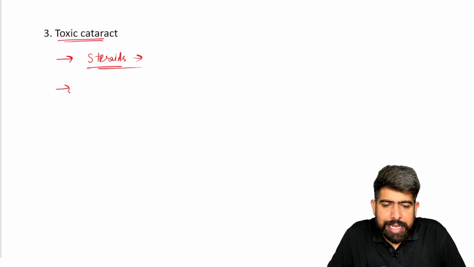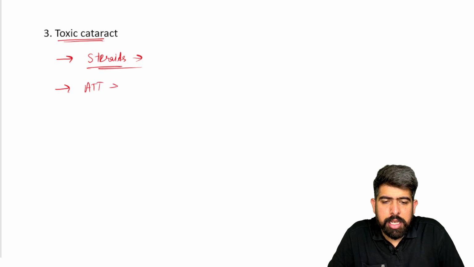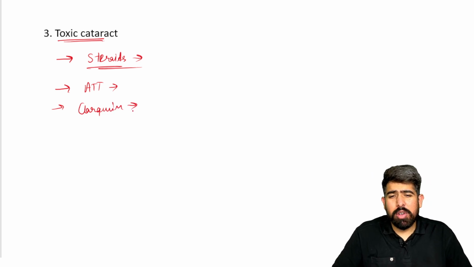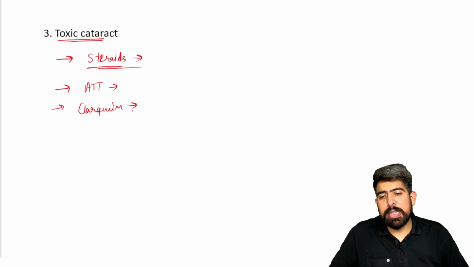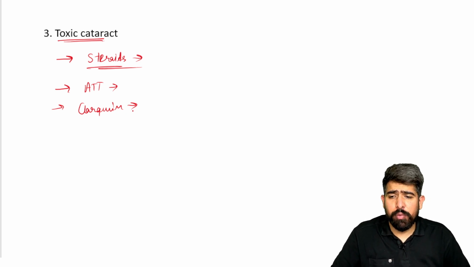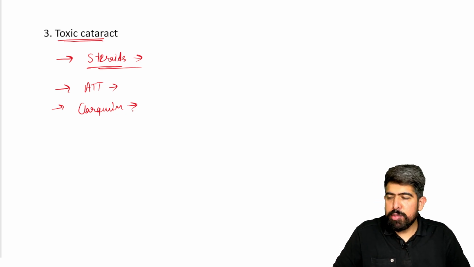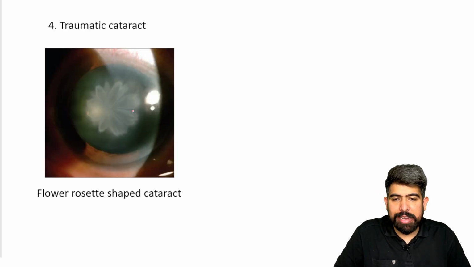Maybe also ATTs, anti-tuberculous drugs, and chloroquines, and many other drugs can cause toxic cataract. So this is due to ingesting substances like drugs used for the treatment of other diseases, which can cause cataract known as a complicated cataract. You can say it is a complication of the particular drug we use. So this is a kind of complicated cataract.